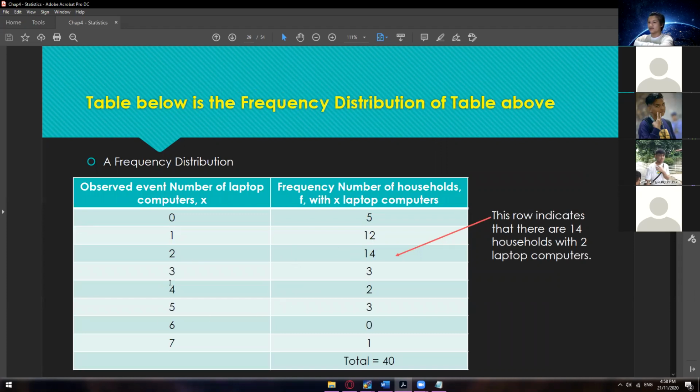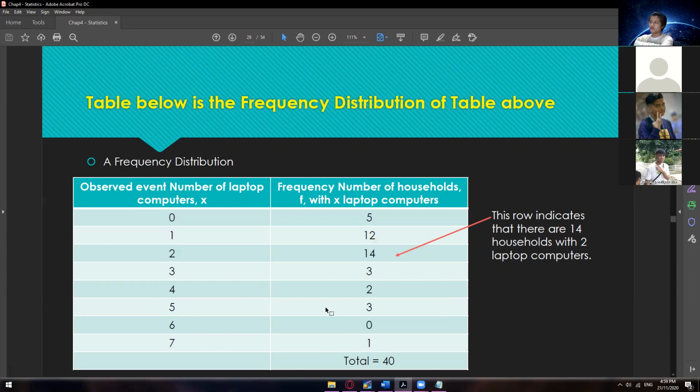So right here, we have the event number and then the frequency of that event number, or the corresponding event number of that data. So this row indicates that there are 14 households with 2 laptop computers. This one has 3 households wherein they have 3 laptops. 2 households wherein they have 4 laptops, and then 3 households wherein they have 5 laptops, and then 0 households wherein there are 6 laptops, and then 1 household wherein there are 7 laptops.